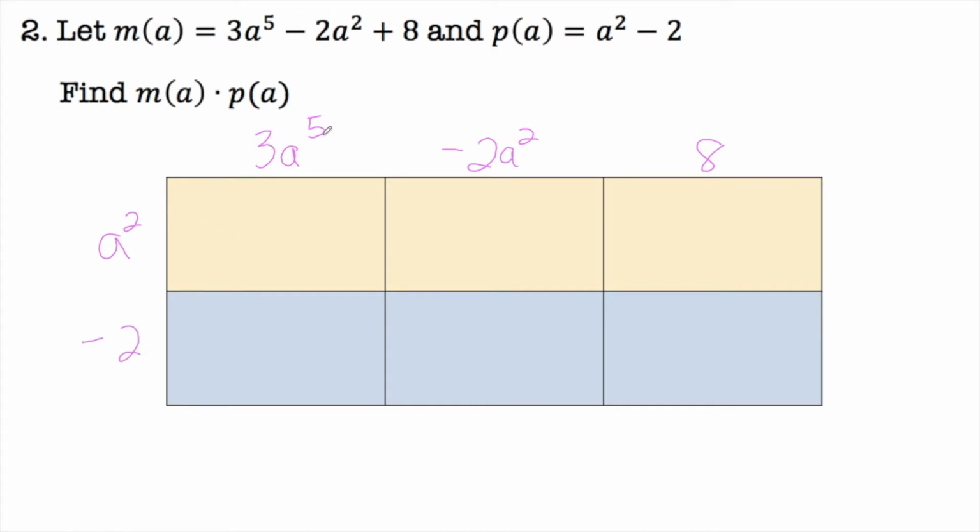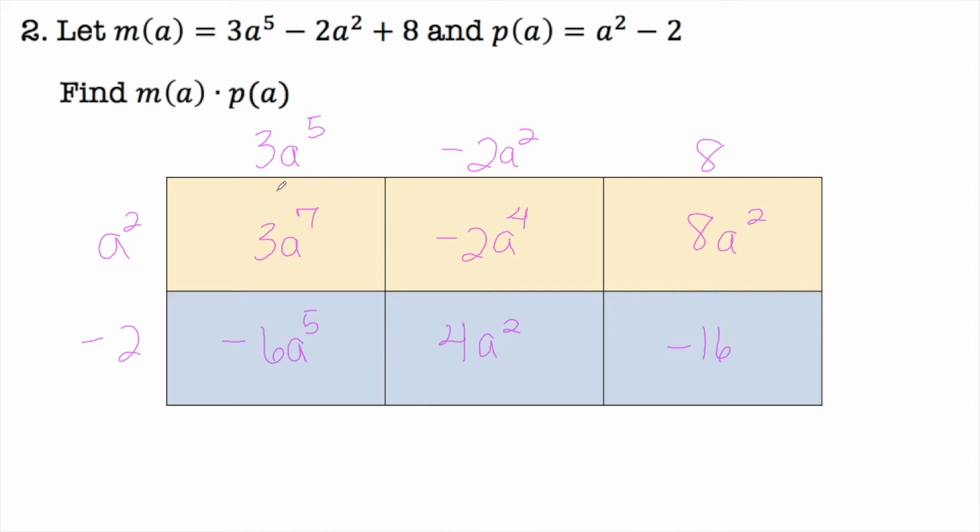So a squared times 3a to the fifth, you add the exponents, so that's 3a to the seventh. Then I have a squared times negative 2a squared, so that's negative 2a to the fourth, because 2 plus 2 is 4. And then a squared times 8, which is 8a squared. Then negative 2 times 3a to the fifth, which would be negative 6a to the fifth. And then I've got negative 2 times negative 2a squared, which is a positive 4a squared. And last, negative 2 times 8, which is negative 16.